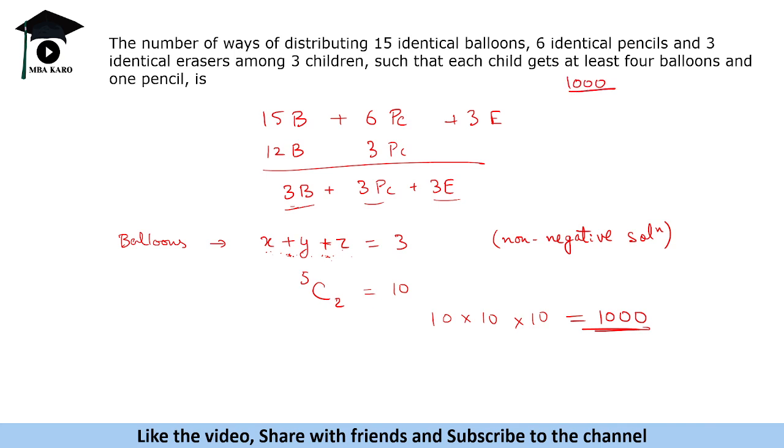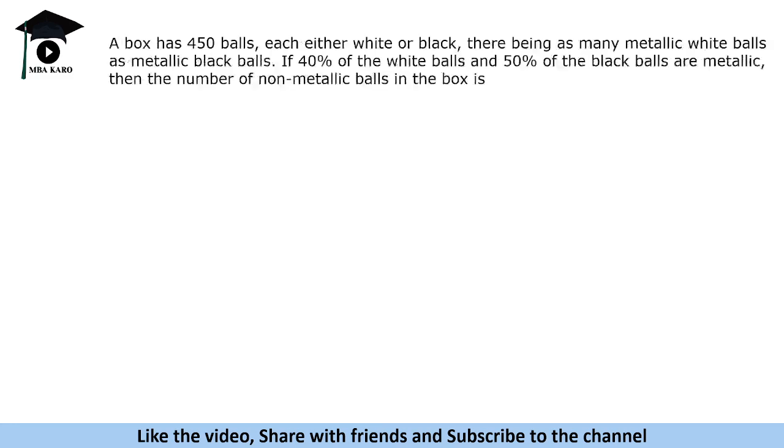So that was a core typical question on permutation and combination, and one needs to know how to find the number of non-negative solutions of an equation. So 3 equations, 10 solutions each, hence the answer is 1000.